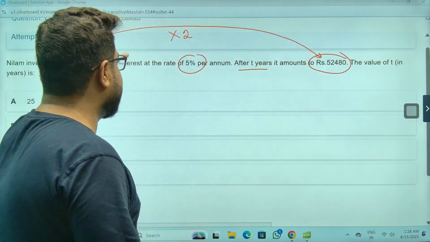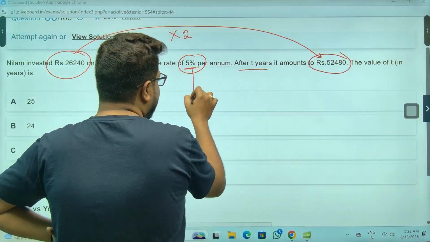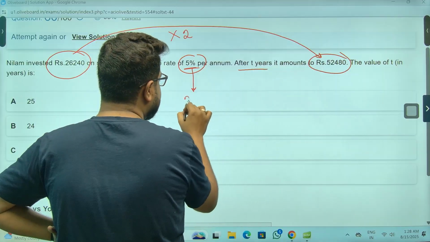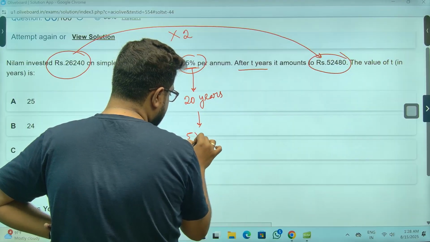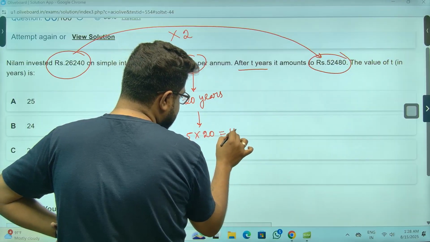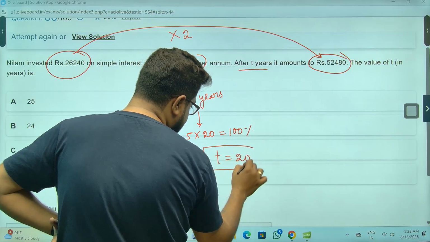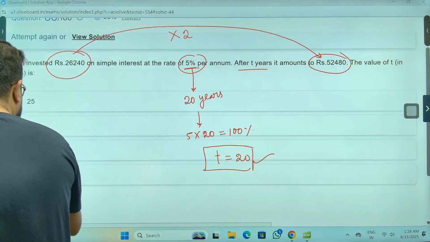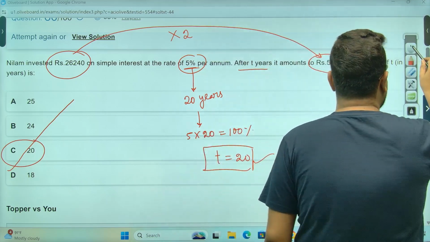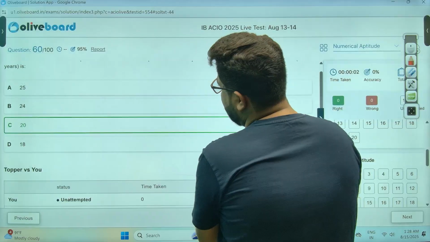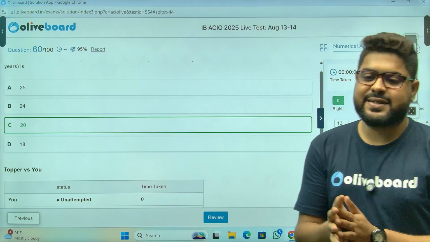The value of t, meaning 100%. Sir, 5% per annum interest. In how many years you will get 100% interest? Sir, in 20 years. 5 into 20. You will get 100% interest. So t is equal to 20, sir. We are talking about 20 years. That is option number C. That is again option number C, sir. And that was your 20th and the final question.